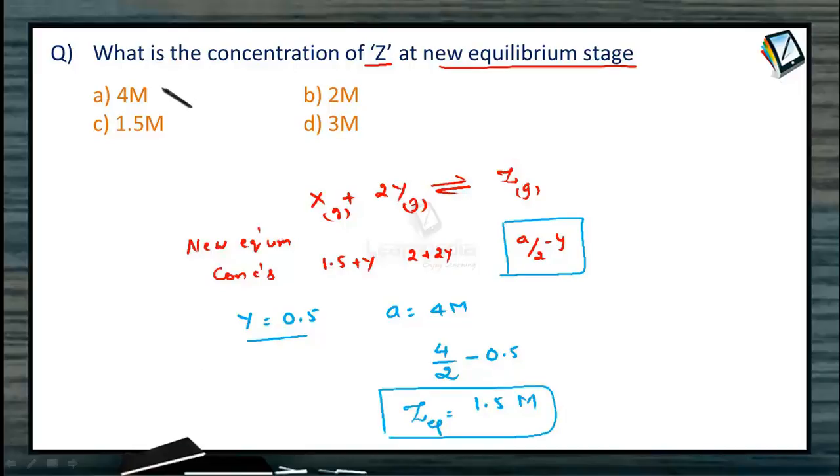And we have 4M, this is the concentration of A; 2M, no, 1.5. So C is the answer. D being 3M, it is wrong.